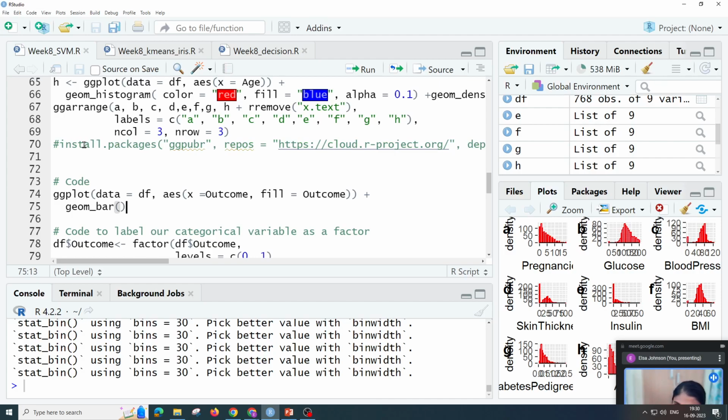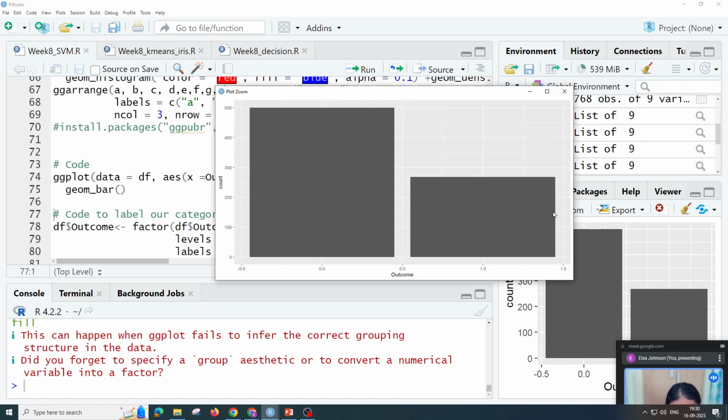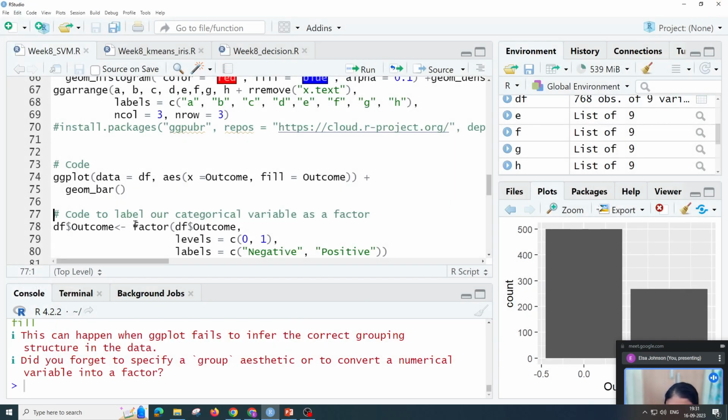Now we have done like this. Again, I am seeing the outcome. Earlier we have seen the different features, now I am seeing the outcome. This is outcome 0 and outcome 1, and this is the distribution. About 500 people are there who don't have diabetes, and more than 250 to 270 people are having diabetes.